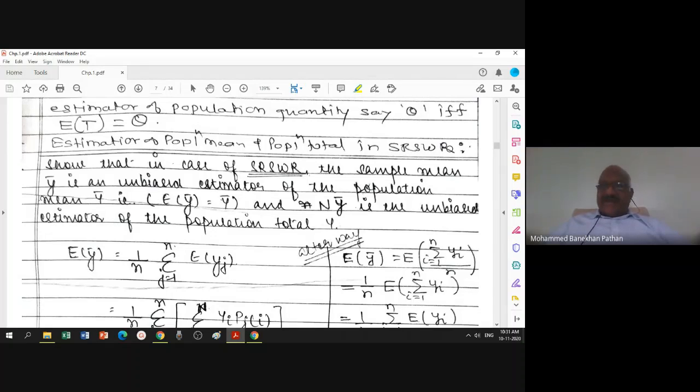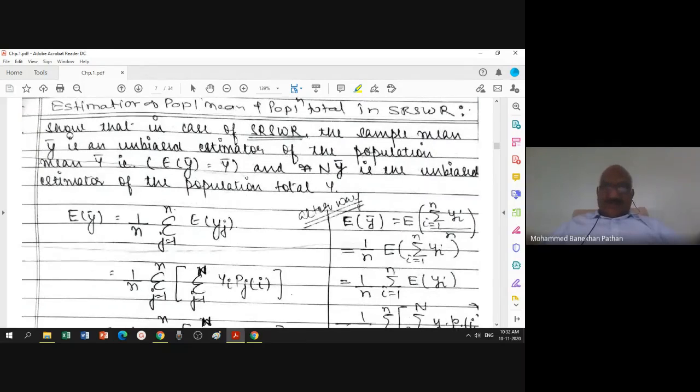SRSWR. That means, suppose you decided to get the average income of Pune people and to get the total income of Pune people. You cannot go for an entire population study. So how can you get these two answers? By using a sample that we want to study here.